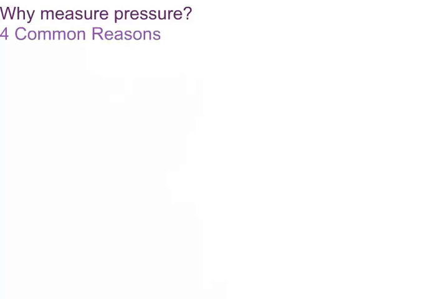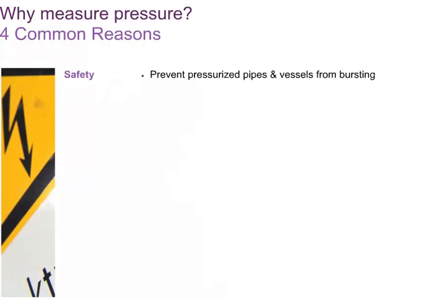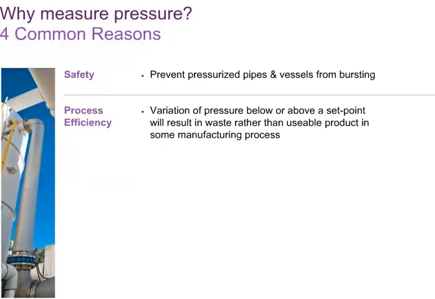The main reasons why pressure must be measured are the following. Safety reasons. In a running plant, pressurized pipes and vessels should be prevented from bursting, so that the plant is protected against damage and people will not be harmed. Process efficiency. In a lot of processes, it's necessary to keep the pressure within a limited band to ensure that the right product with the best quality will be available at the end of the process.